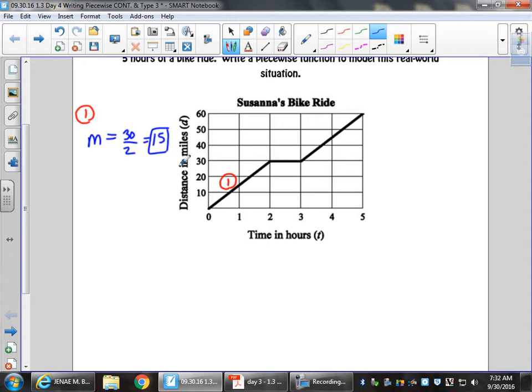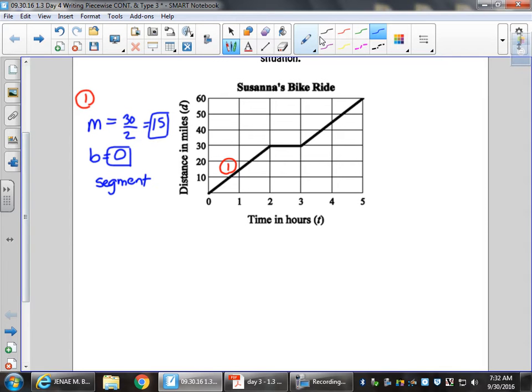M is 15. Great. Do I have a b value? Yeah. What is it? 0. Nice job. Is this a ray or a segment? And how much information you put here is really for you. It's not going to be the exact same for each of us, but I do want to see your organization of your thoughts, however you choose to do that. This is my recommendation. So I think we may be able to write our first piece, yes?